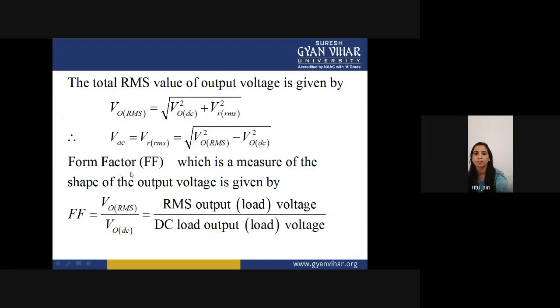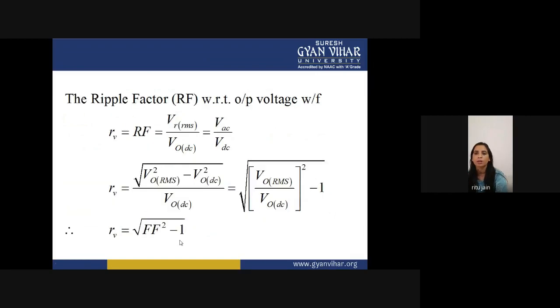So this is the formula of form factor, which is a measure of the shape of the output voltage, which is given by form factor is equal to V naught RMS upon V naught DC. So RMS output voltage upon DC load output voltage. So the ripple factor RF with respect to output voltage is given by RV. This is the ripple factor. The formula for ripple factor is given by RMS voltage upon DC output voltage.